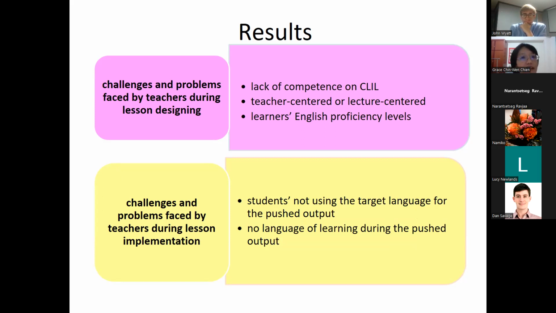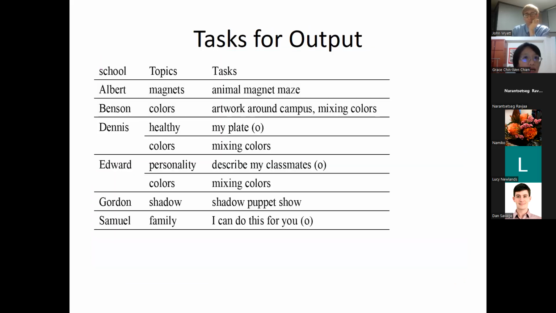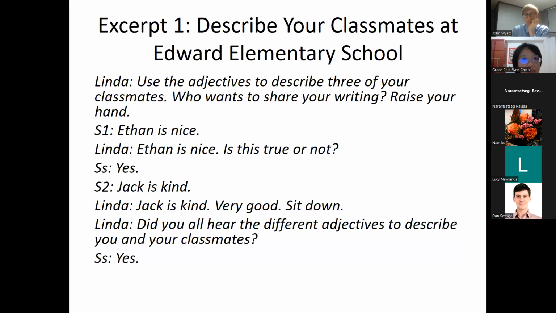Another challenge they faced during lesson implementation is that students were not able to use the target language for the pushed outputs. So sometimes you will not be able to see how the learners use language learning during the pushed output. They use Chinese instead. And for the pushed outputs, only the ones marked with a circle are considered authentic pushed outputs. Okay, so let me describe some of the phenomena I observed in the classrooms.